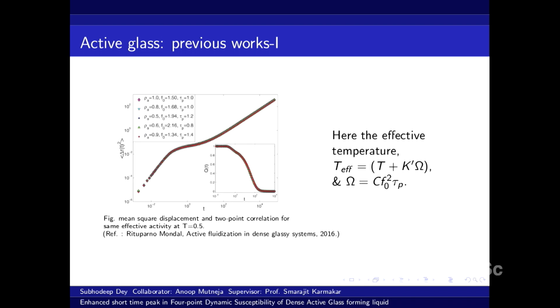Now this is the result which we will need, that's why I'm showing it again. This is the MSD, which shows that there is a certain combination which gives the effective activity, and effectively that also gives the temperature kind of quantity if you do an equilibrium equipartition energy kind of calculation. So this combination follows this MSD as well as Q of T, and they have said that this effective activity, effective temperature, is valid in this quantification.